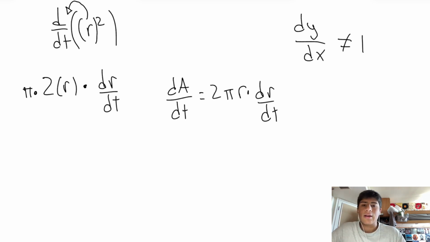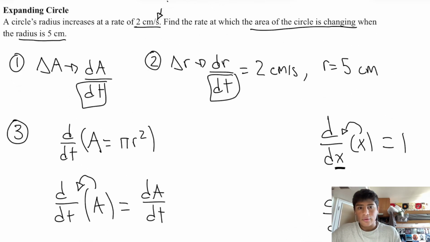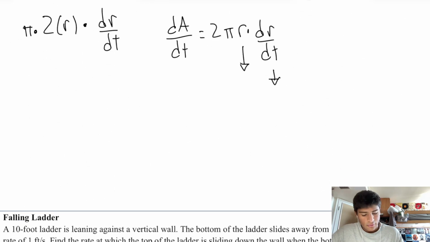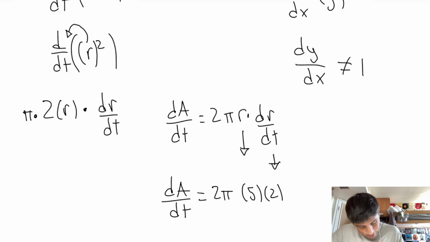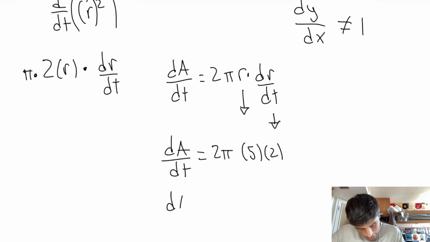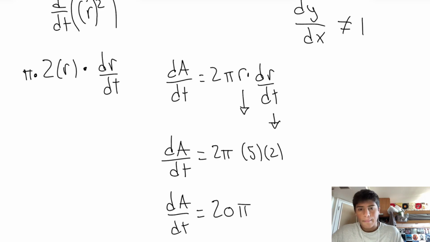And now we have 3 variables, and we want to find dA over dt. Luckily, we know 2 of them. We know dr over dt, if we go up, we set this equal to 2, and we know that we set r equal to 5. This is given to us in the problem. So dr over dt is 2, r is 5, and we're left with dA over dt equals 2 pi times 5 times 2. dA over dt equals 20 pi.